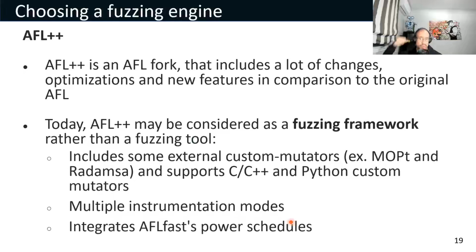When it comes to the fuzzing engine, I don't have any doubt. AFL is my choice. And to be more concrete, AFL++, that is a fork of AFL, but includes a lot of new features in comparison with the original AFL. Amongst these features, I can mention the custom mutators, the power schedules, or multiple instrumentation modes.